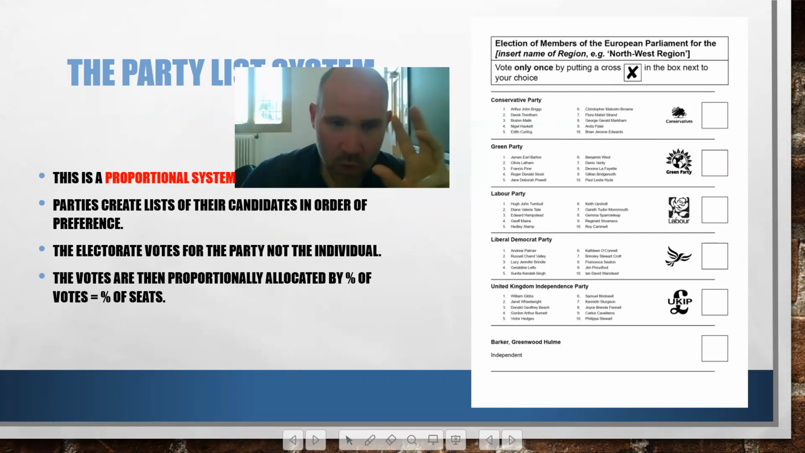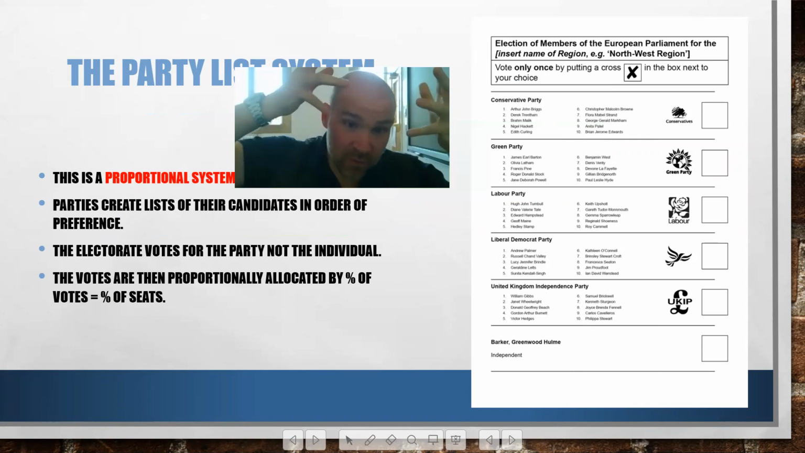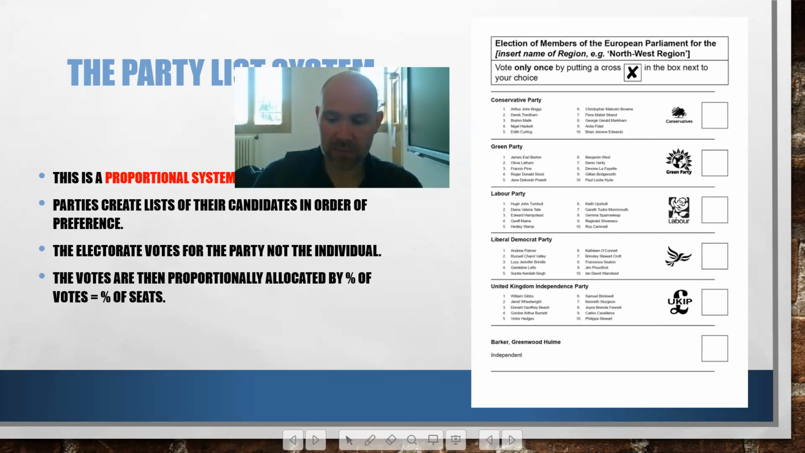There is a more complicated factor to it, which is actually how it's done with something called the D'Hondt formula, but I'm going to explain that towards the end of the video so I don't get too complex early on. Let's talk about the strengths and weaknesses of this system. The obvious strength is it's proportional. Finally you get a system whereby the number of votes, the amount of support your party gets, actually indicates the amount of seats that you'll get.